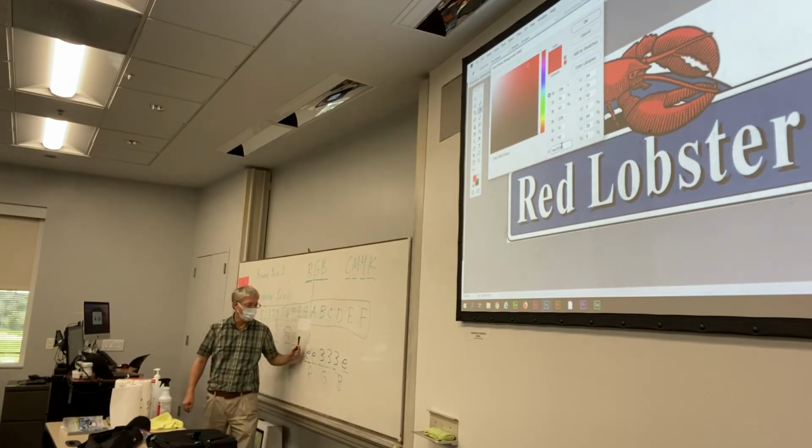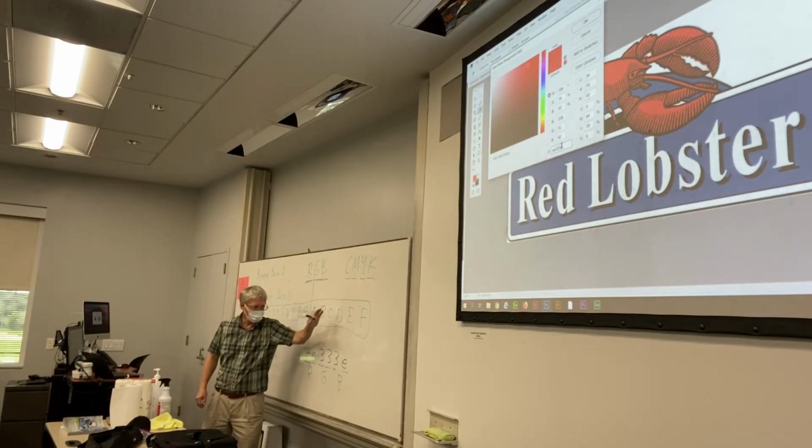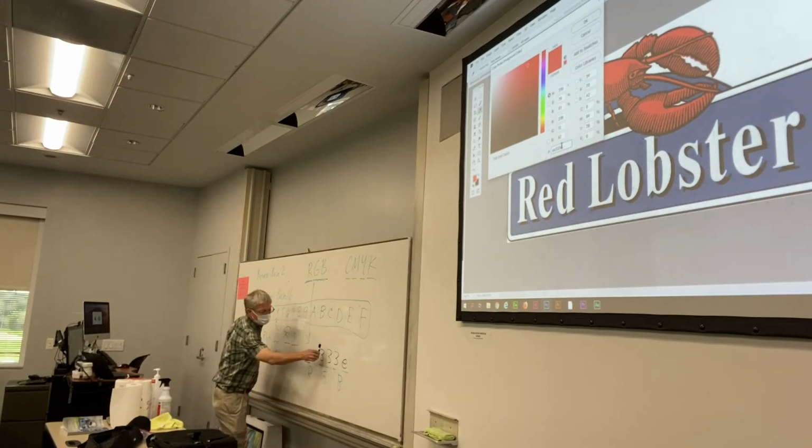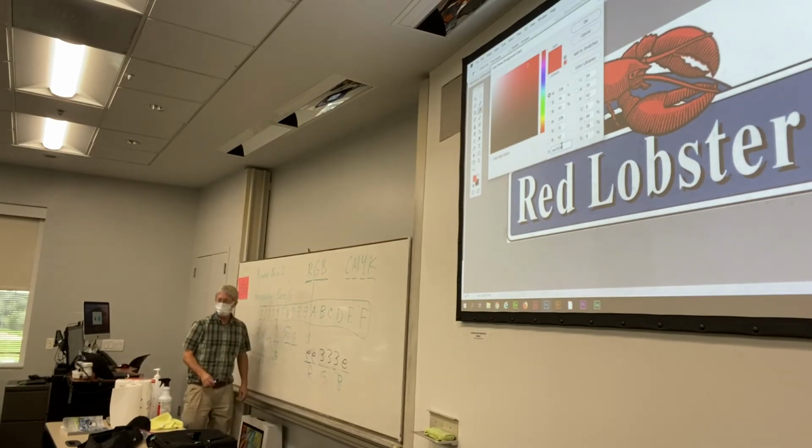Red is by far the highest color on this number scale, the base 16 number scale, of any of the other two numbers, of any of the three numbers. Okay, by far, red is the dominant color.